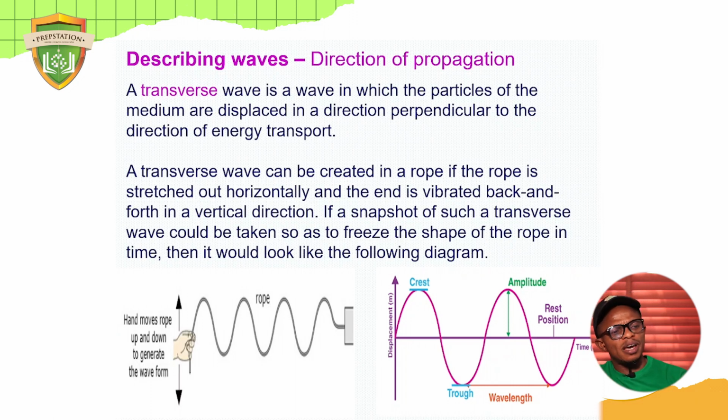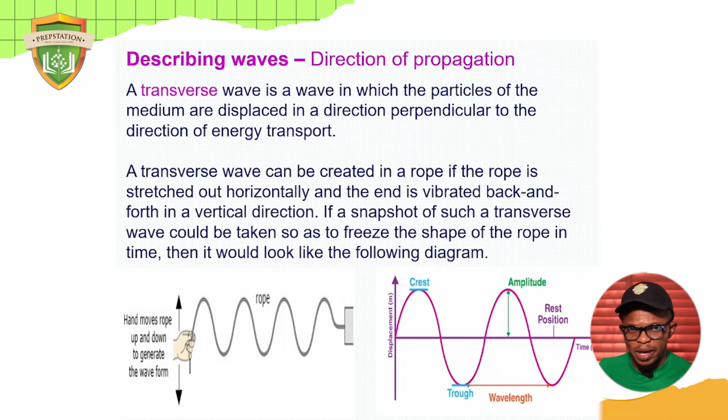A transverse wave is a wave in which the particles of the medium are displaced in a direction perpendicular to the direction of energy transport. Let me break that down. Whenever a wave travels in a direction that is at 90 degrees, perpendicular meaning 90 degrees, to the direction in which it was produced. We don't use the word produce for wave, we use propagation. So once that happens, you simply call it what? Transverse waves.